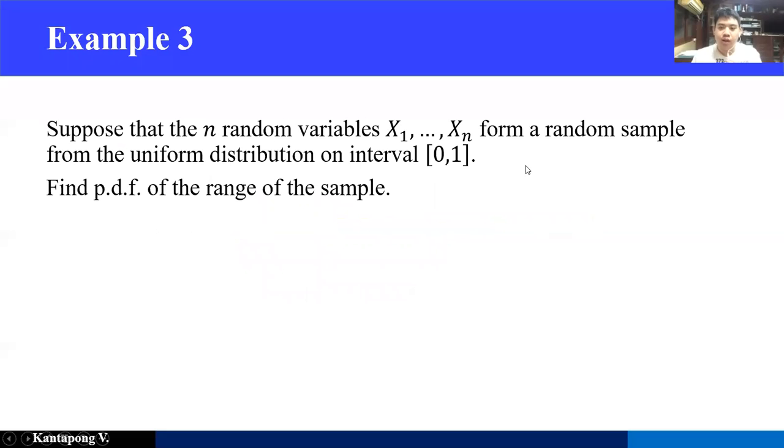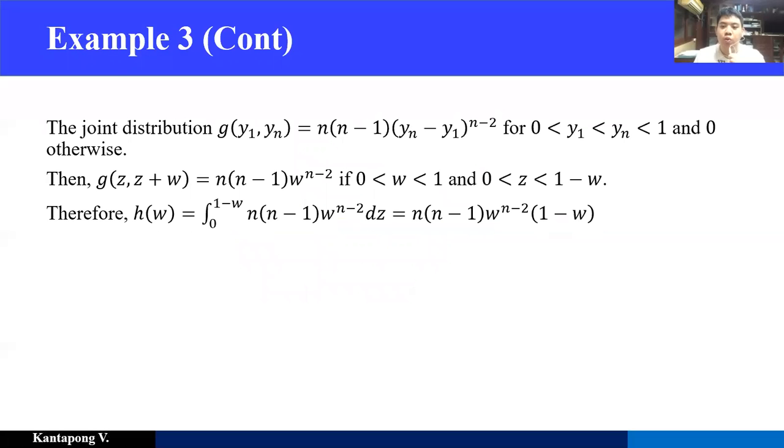Okay, so example 3. Suppose that the n random variables x1 up to xn form a random sample from the uniform distribution on the interval 0 to 1. Find the PDF of the range of the sample. What is the range? The range is the maximum minus the minimum. That is, we have to find the joint distribution first, and we have this from the last slide.